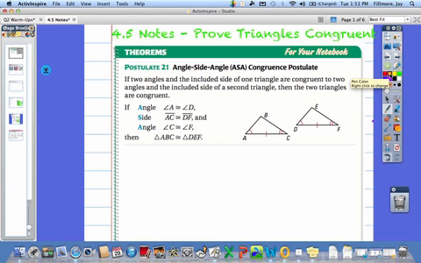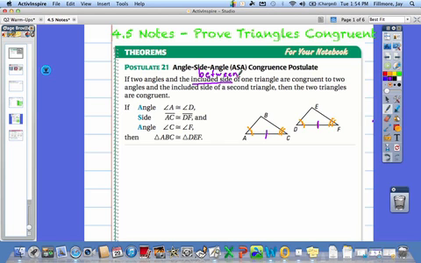Angle-side-angle congruence postulate is very similar to the side-angle-side congruence postulate. In this case, instead of two pairs of congruent sides, we have two pairs of congruent angles. And we have the included side, the pair of corresponding sides. So you have two pairs of corresponding angles that are congruent and the side that's in between. So included side, I always think of it being in between.